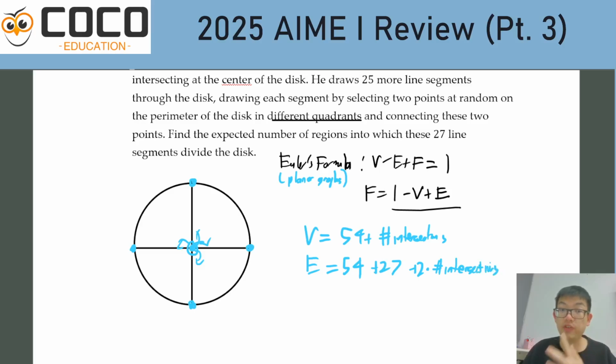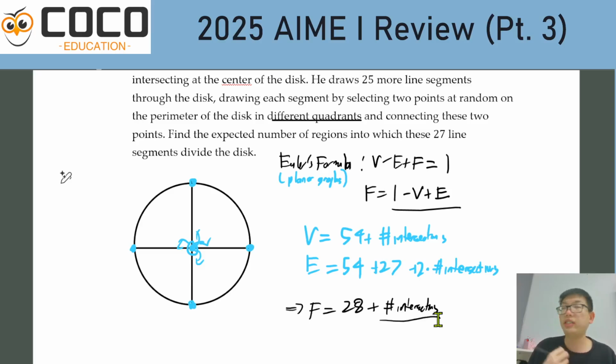Take note that the number of intersections that I am referring to is intersections inside the disk. I am not counting the vertices themselves on the perimeter of the disk as being intersections. Okay, so now that we understand that, substituting it in, you are going to get 28 plus the number of intersections. And so I just need to find the expected number of intersections and add 28 to that.